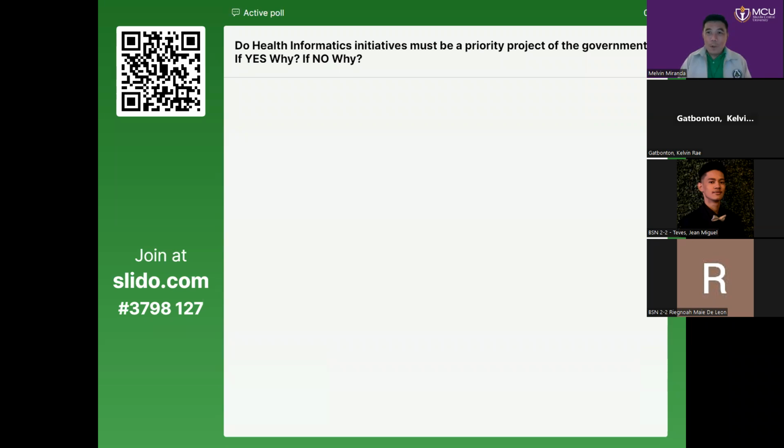This is on the perspective that we'll explore on our present situation, wherein you must also take into consideration that if we say priority project, it may also entail priority funding. So with many issues and challenges that the country is facing, are we considering that health informatics initiatives must be relevant now to be a priority project of the government? Please visit slido.com with the code 3798127. Later on, I will be calling someone to share their insights, or anyone may volunteer to share.